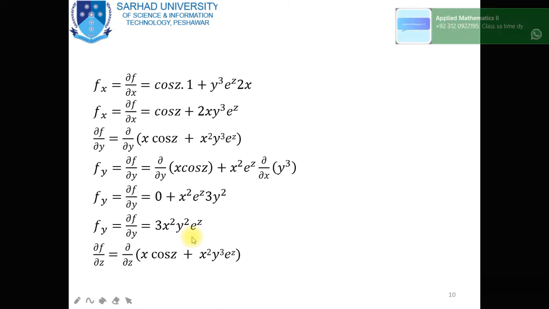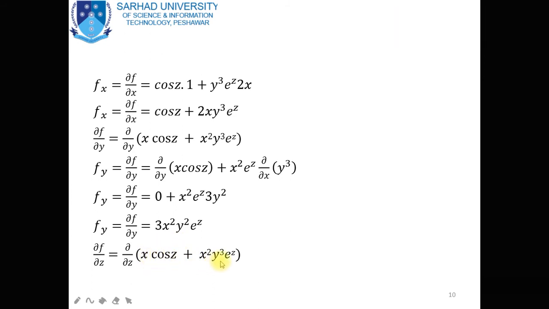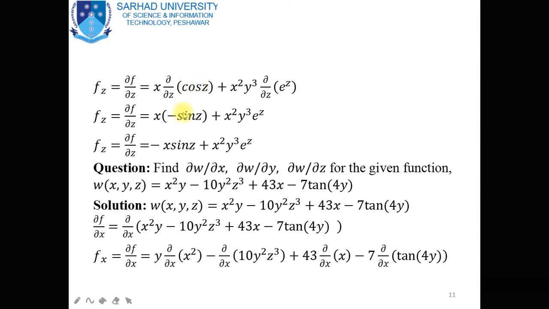Now the partial derivative of the given function with respect to z, of x cos z plus x square y cube e power z. So with respect to z, x will be treated as a constant, and the derivative of cos z is equal to minus sin z. And similarly with respect to z, x square and y cube are treated as constants, and the derivative of e power z with respect to z will be as it is. This is the derivative of the exponential function. So the required result of the function with respect to z is equal to minus x sin z plus x square y cube e power z.